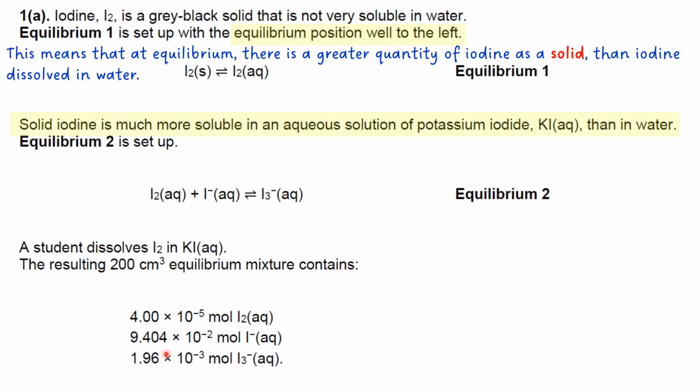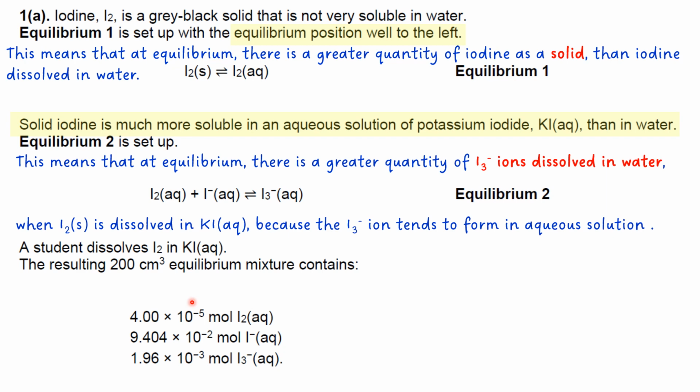However, it goes on to tell you that solid iodine is much more soluble in an aqueous solution of potassium iodide, KI. Now, KI is a source of I-, isn't it? Because the word iodide within that would suggest that the iodide ion, which is I-, is present. So the reaction that's going on here is the I2 reacts with I- to make I3-. And it's also an equilibrium. So this time, there's a greater quantity of I3- dissolved in water, when I2 solid is dissolved in KI aqueous, because the I3- ion tends to form in aqueous solution.